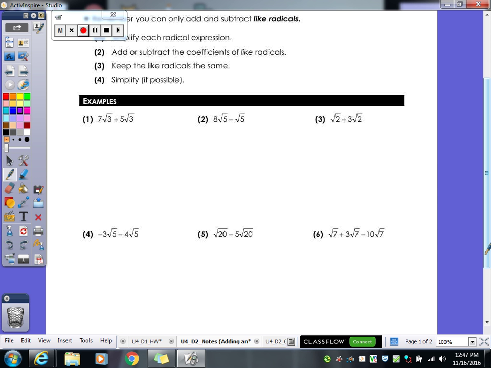Number 1, if I look at my radicals, are those the same? Yes, both radical 3's. So I'm going to add their coefficients together. What's 5 plus 7? So 12 radical 3 would be our final answer there. Your radical stays exactly the way it is since they're similar. So number 2, do we have like radicals? Yep. What's that number in front of our second radical? 1. We don't always write it, but there's a 1 there. So 8 minus 1 gives us 7 radical 5.